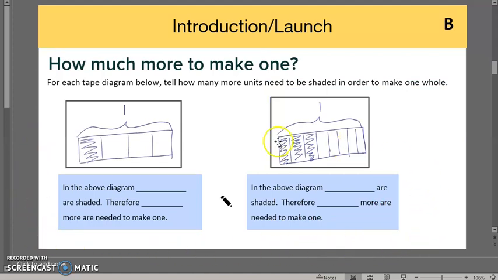Here are examples of two diagrams. I want you to work through these and write your responses, and then you can pause the video and then resume, and we will be able to compare our answers. I'm going to be moving on to the next slide.